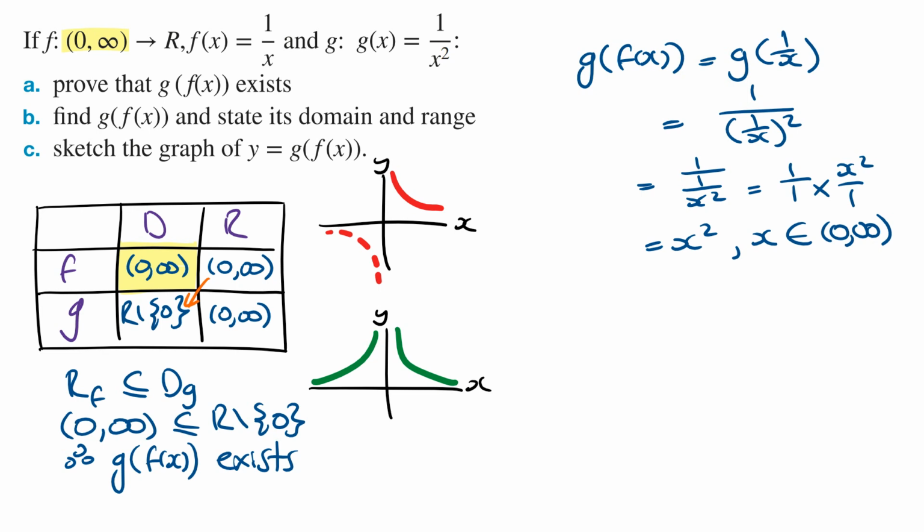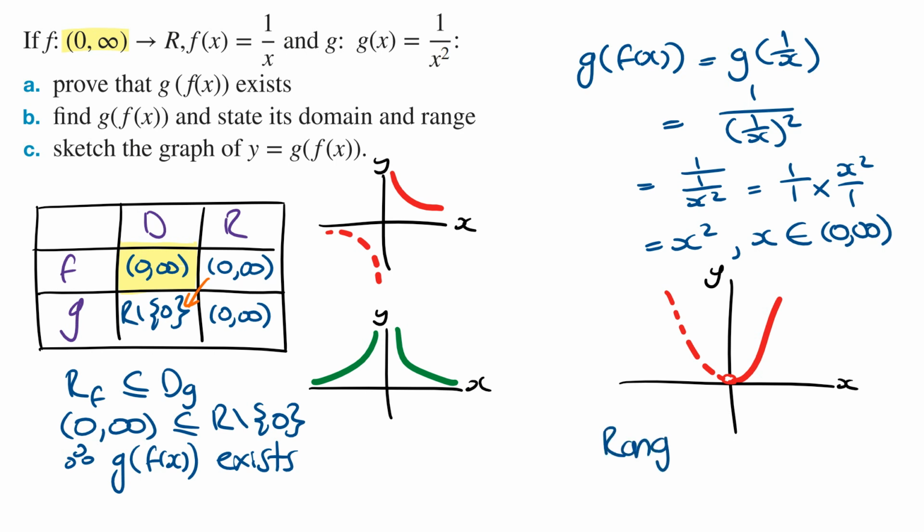g(f(x)) is a parabola, and we know how to sketch a parabola, and so we can use the first method to find the range of g(f(x)). Sketching a parabola with a domain from 0 to infinity, we can see that the range of g(f(x)) is also going to be from 0 to infinity, where 0 is not included. And so the range of g(f(x)) is going to be from 0 to infinity, where 0 is not included.